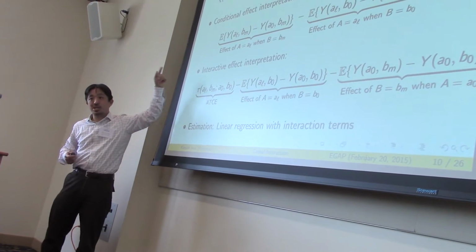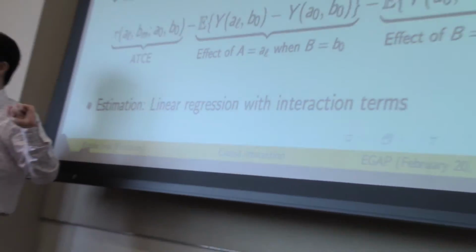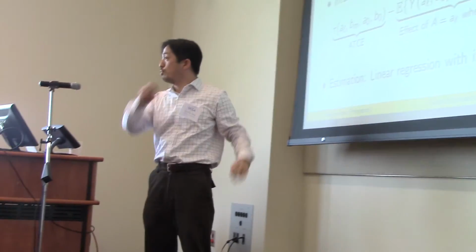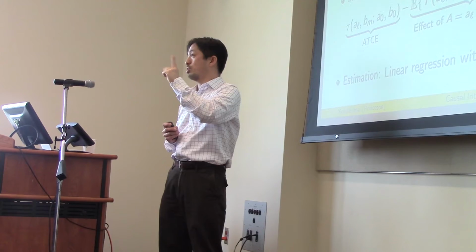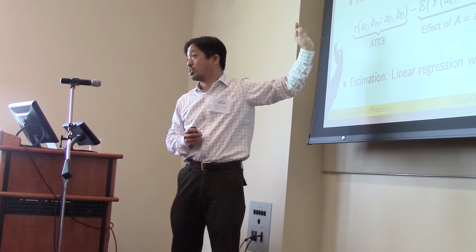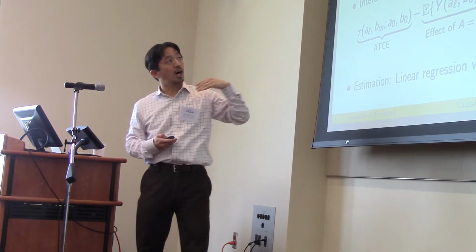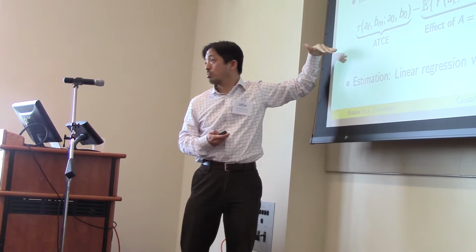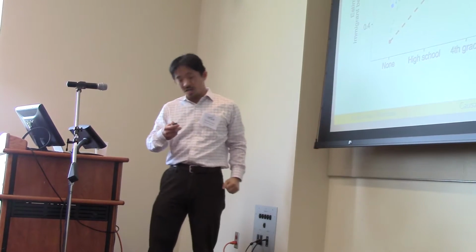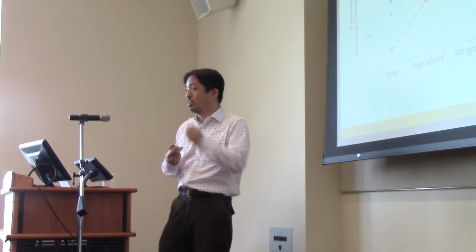And how do you estimate these interaction effects? Linear regression with interaction term. Okay, so if you run the linear regression, just like I showed you in the toy example earlier, and look at the interaction effect, this is what you get. It's exactly the unbiased estimate of this. Okay. And then you have to think about how you interpret the results, whether it's the conditional effect or the interactive effect interpretation.